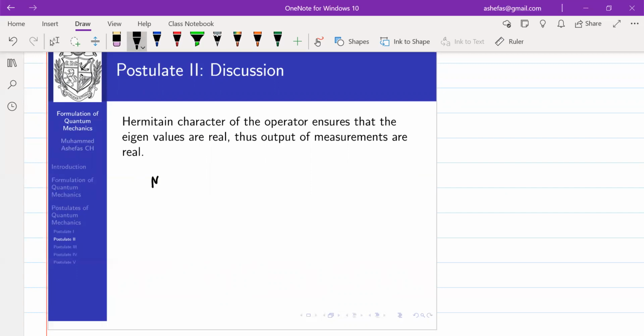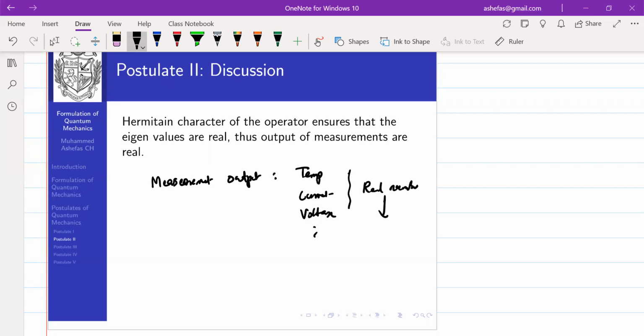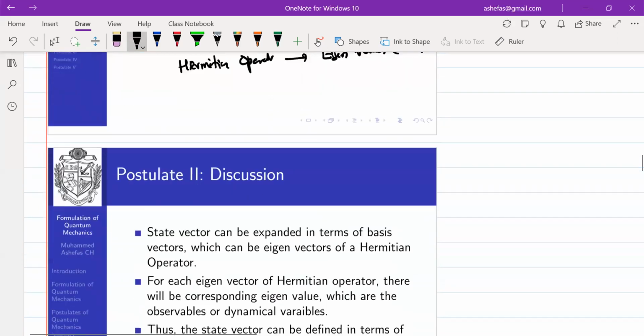So the measurement output, whether you measure temperature or current or voltage or any other quantity, should be a real number. In order to ensure this real number, the measurement is represented by the Hermitian operator, and its eigenvalues would be obtained as output, and that is always a real number. So this is a simple logic. That is our second postulate.